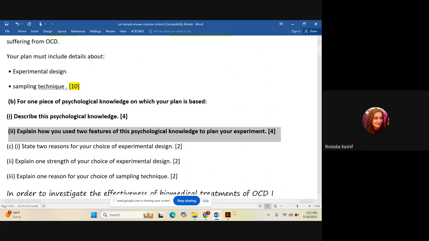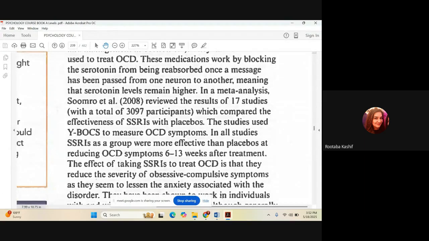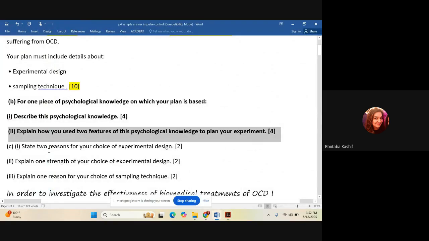Yeah, for example, in Sumro's study, some studies were between 6 and 13 weeks. So you have also chosen 3 months, and there are 4 weeks in a month, so 3 months would be 12 weeks, right? So if the study was 3 months, then you have also used the same time period. So things like that, right? How you used any 2 features of this psychological knowledge to plan your experiment. Then the C part is next.